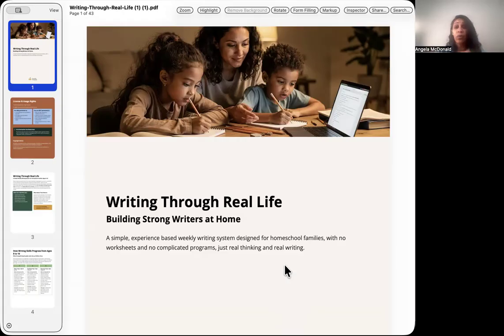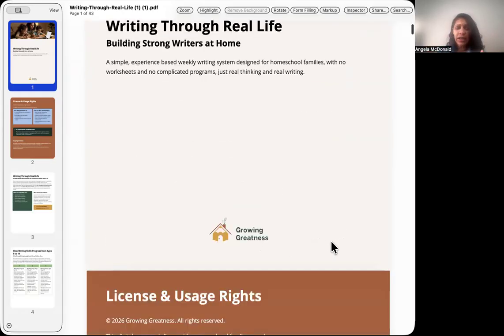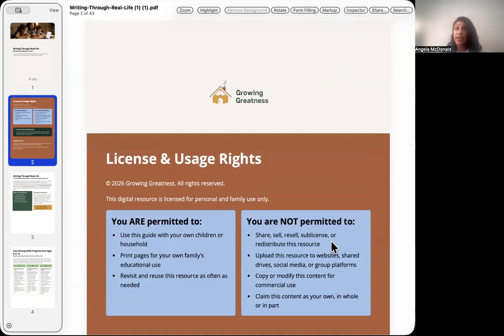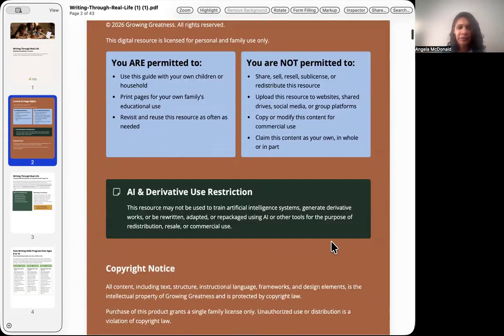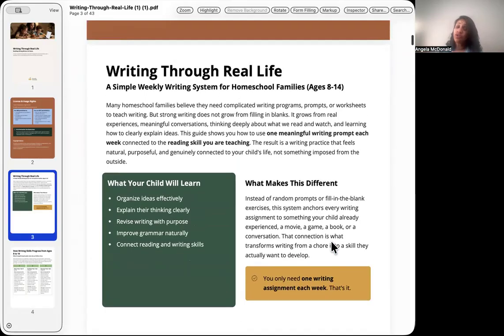So if you use AI, which is great, I use it for a lot of things, but with creating this writing prompt, you can go through these steps to create your prompt. I'm going to show you what I did, or you can just copy and paste it and drop it in AI and tell AI what you want it to do. Either way is fine. So we teach writing through real life.